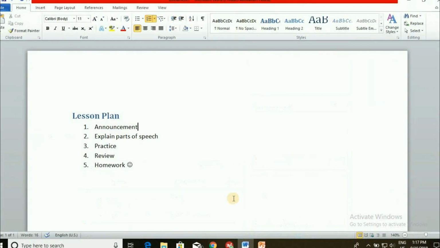What we're going to be looking at today is parts of speech, and we're going to do this in a few different ways. I'm going to start by explaining the different parts of speech in English. Then I have some practice exercises for you to do. We'll have a little review, and I have an exercise you can do for homework if you like. We'll see that at the end of the video.